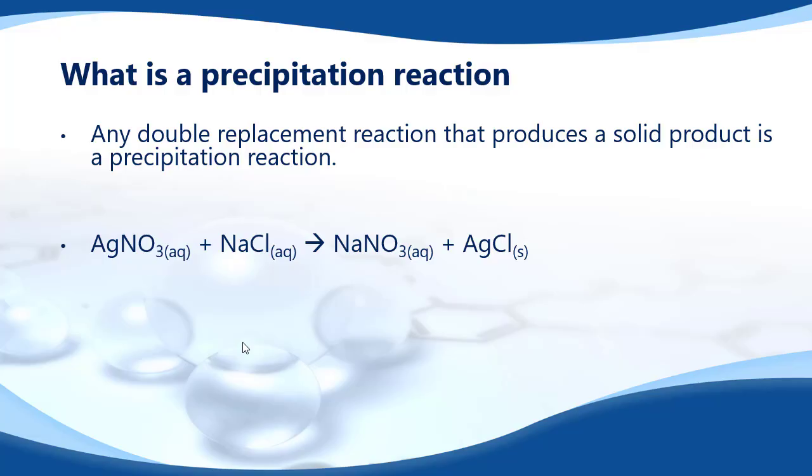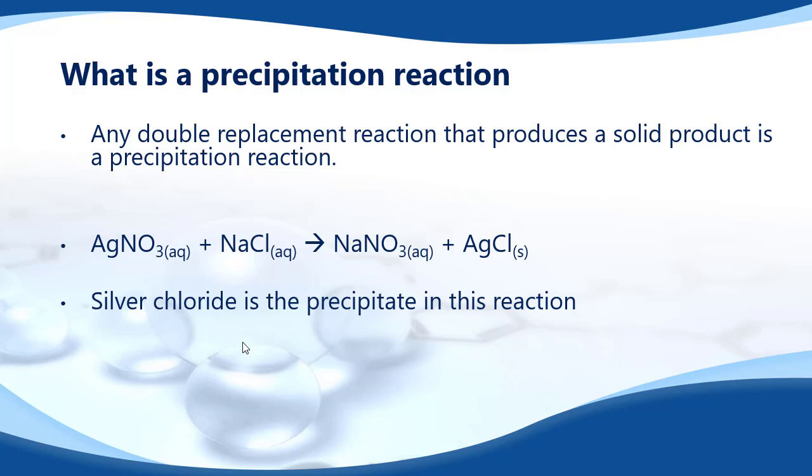So what's going to happen is we mix together two colorless solutions, and we wind up getting a white solid, which is our silver chloride. Right, so that is our precipitate. Now, what we should kind of look at is what the reaction looks like.